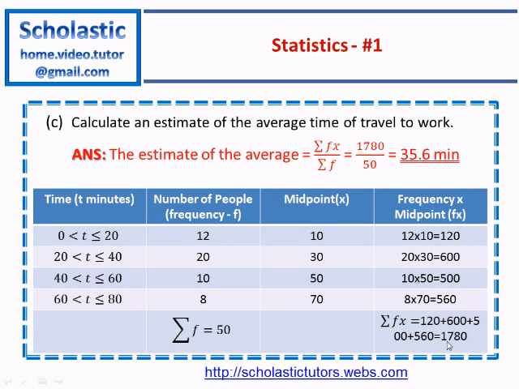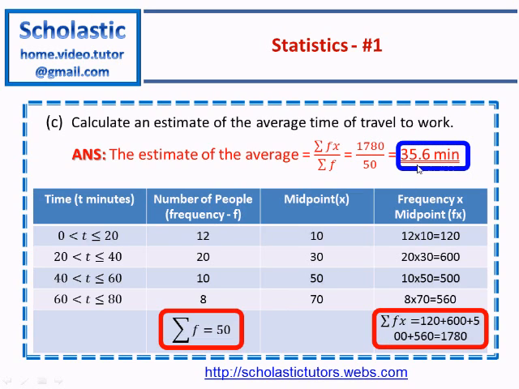So we know sigma f, the number of people, is 50, and we know the total sigma fx is 1780. 1780 divided by 50 gives us the average, and finally we get the average time to travel as 35.6 minutes for this particular example.